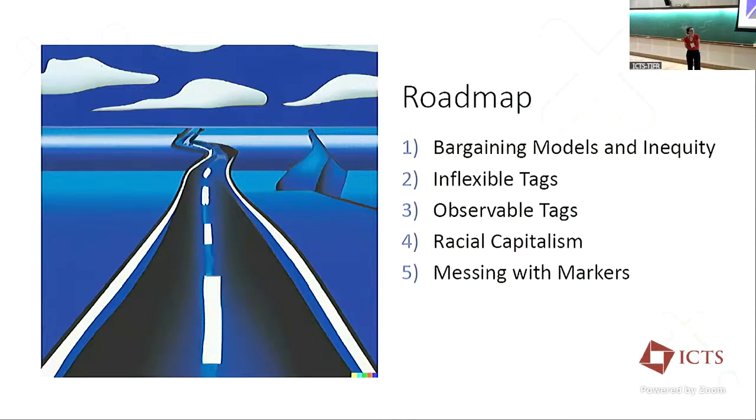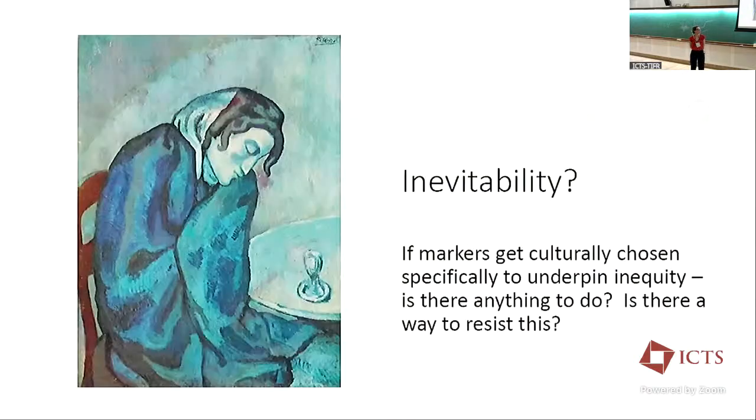All right, so let's talk about the last part, messing with markers. So I argued in the first lecture that when you have markers, you're going to get inequity. It's this very stable logic that these evolutionary systems push you towards. And now I'm saying you're also going to get the markers. So if cultural markers themselves are chosen or evolve for the function of underpinning inequity, is there a way to resist this? Is there something to be done to stop that sort of process?